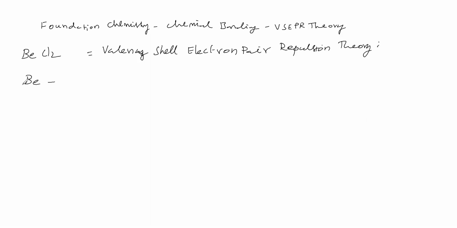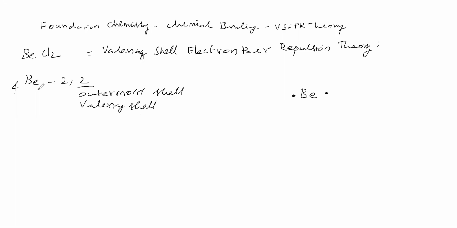For beryllium, atomic number is 4, electronic configuration is 2, 2. This is the outermost shell, which contains 2 electrons. This is also called the valence shell. That 2 electrons we will write in the form of dots, so 1 dot, 1 dot. So beryllium's valence shell has 2 electrons, which we have written as 2 dots.